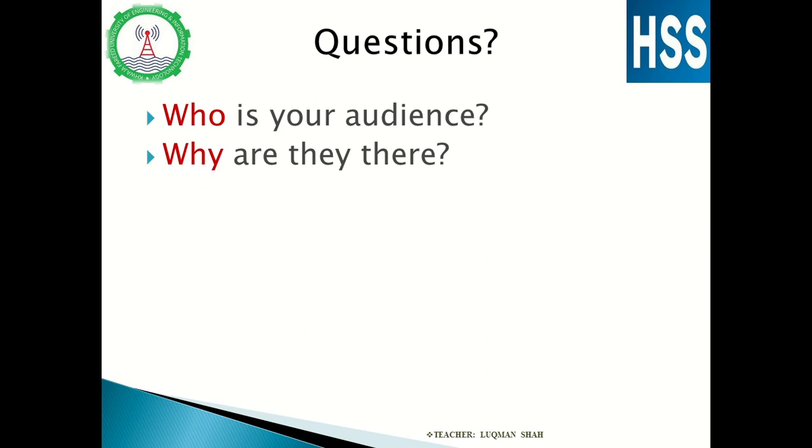Why they are there is a very important point, because you will have to form and prepare your presentation according to the needs of the audience. And what is your goal, why are you presenting there? You may be there for academic purpose, for enjoyment, for promoting something, or for explaining something. These are the questions normally carried out in the planning stage.